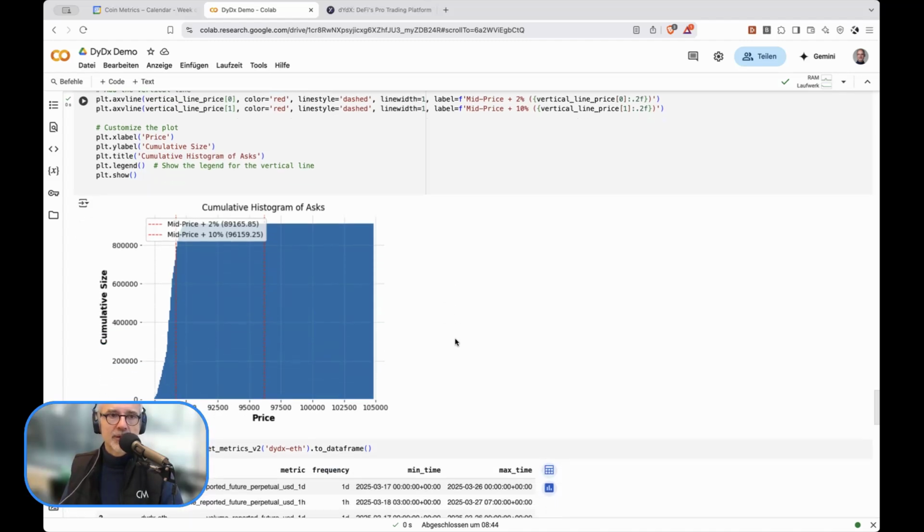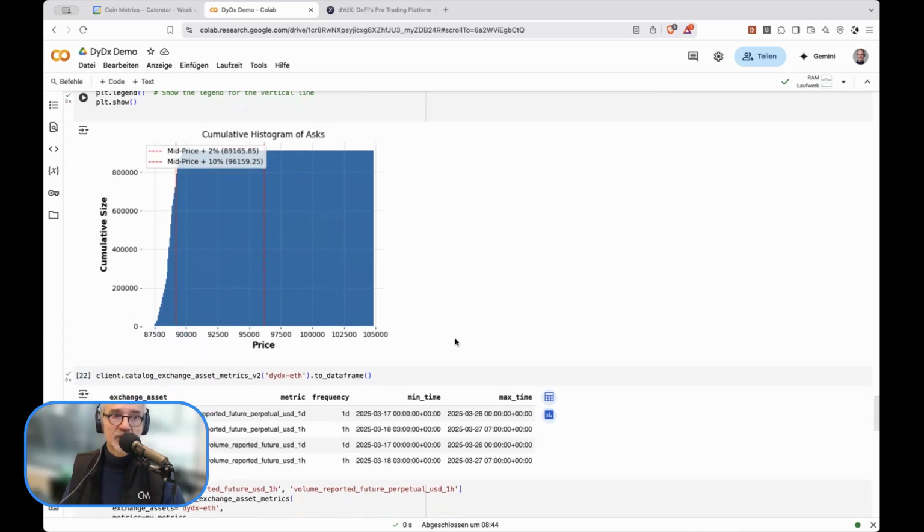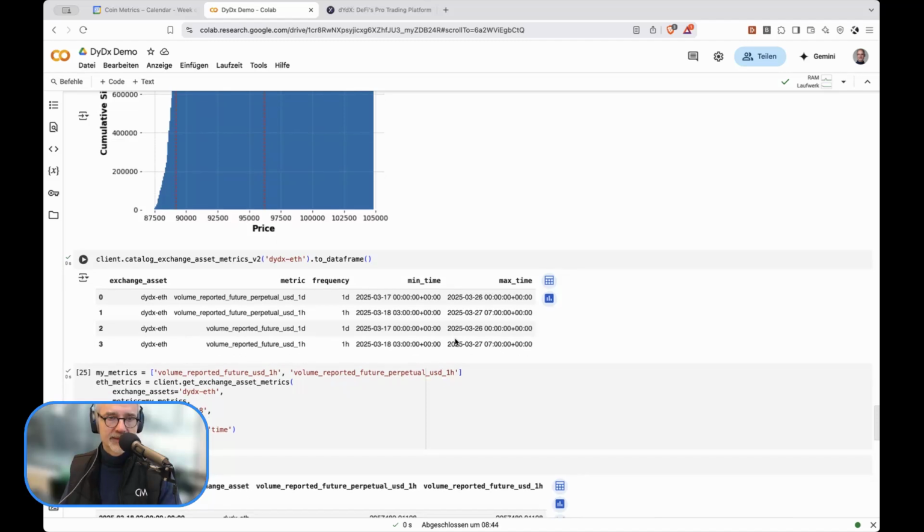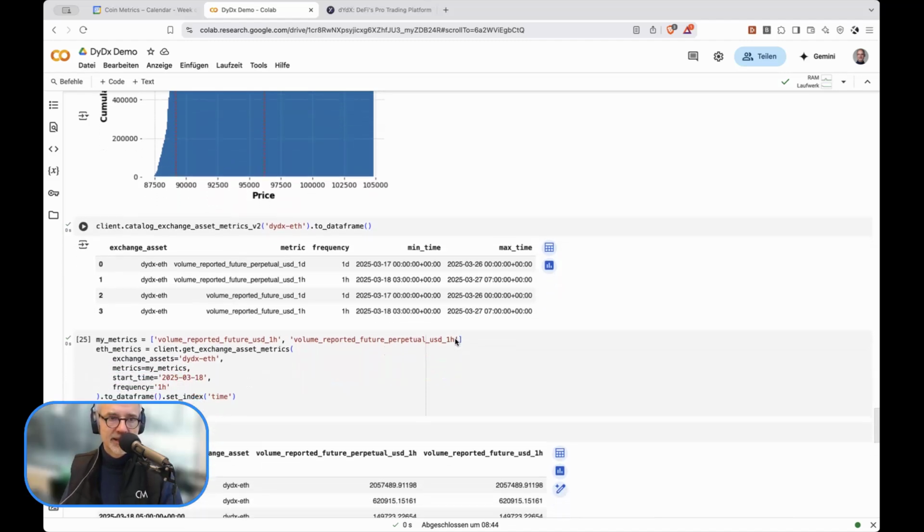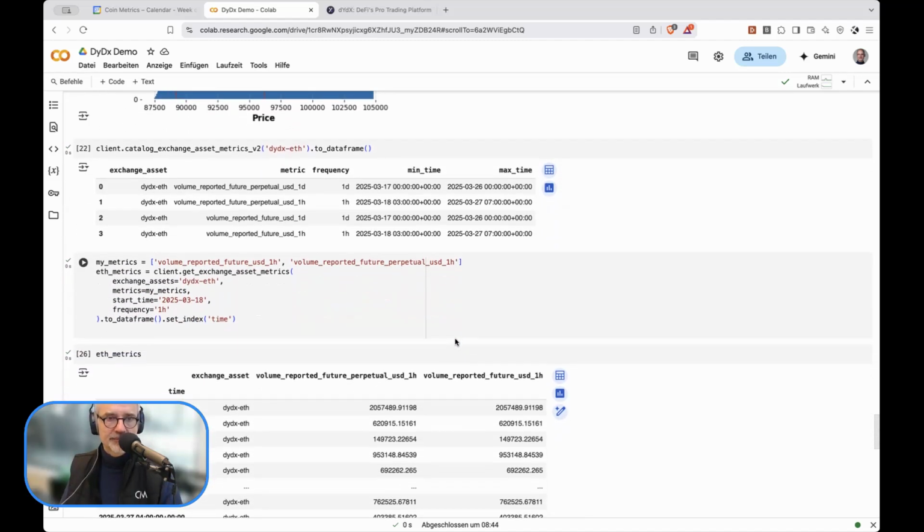In a previous video where I talked about this at more length, you see that some exchanges don't show the whole width of the order book, but with the API you can get as much data as possible.